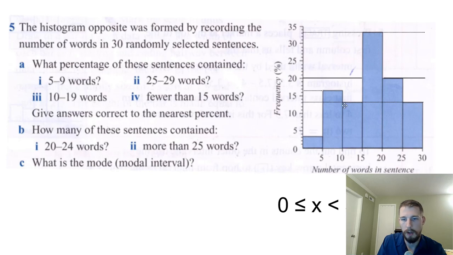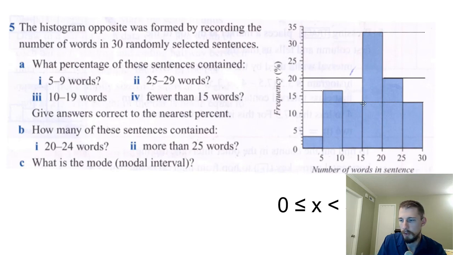What about 25 to 29? So 25 to 29 goes up to 30, but not including 30. That looks like about 13%. What about 10 to 19? So 10 all the way to 19. That's going to include 2 bins, so all we would do is add those percentages together. So 13% plus 33%, that's going to put us at 46% altogether. So 46% was in one of those 2 bins.